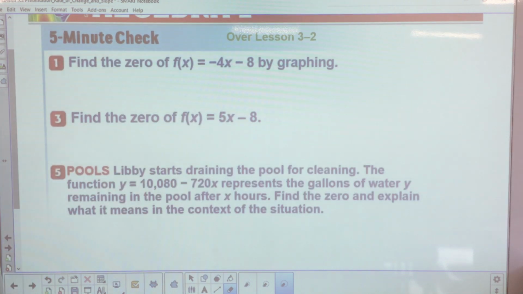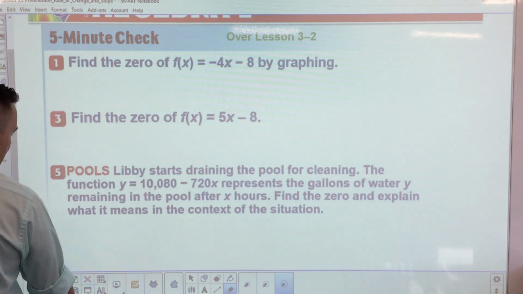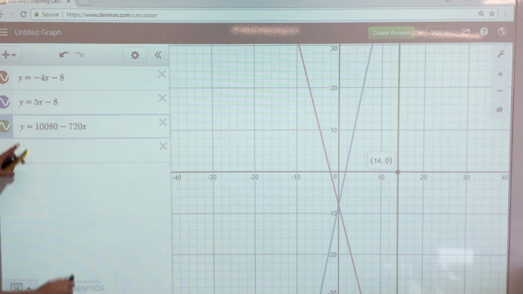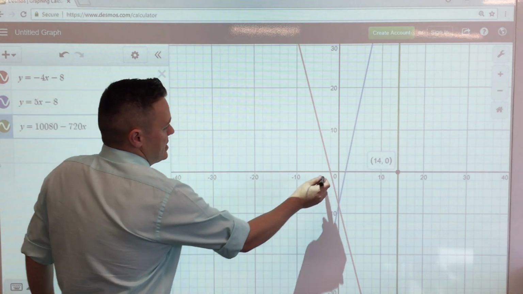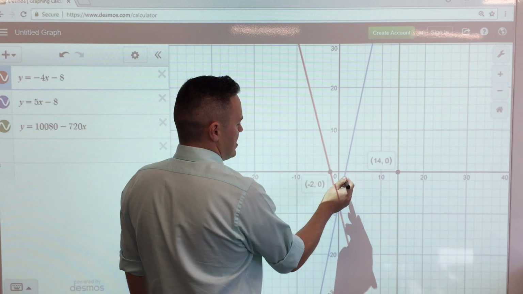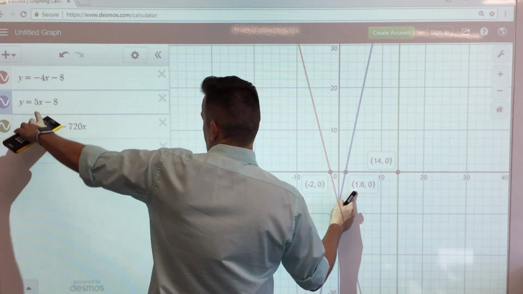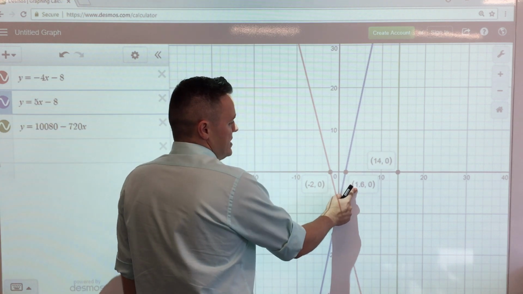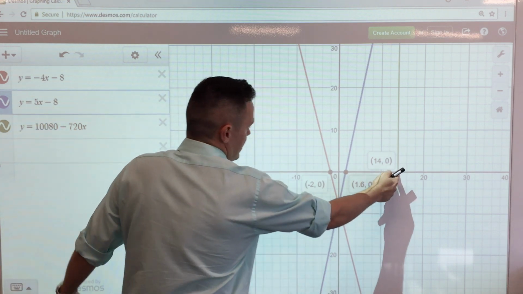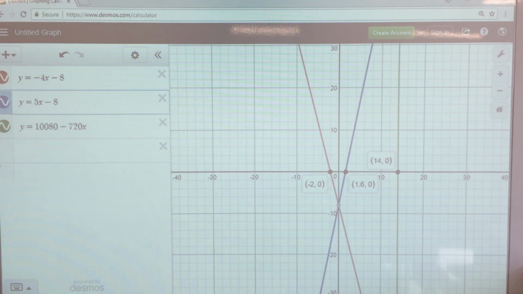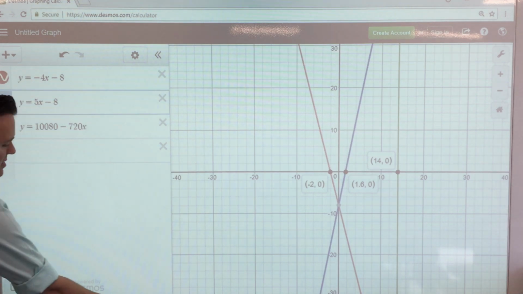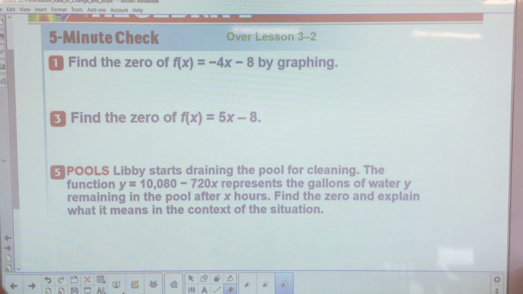First and foremost, to start off, is the bell work. In relation to the bell work, I did graph this already. The red graph is going to represent your first equation. Our y-intercept is -2. Our second equation is going to be 1.6. And our final equation, the x-intercept is 14. So what that means on this is that it takes 14 hours for your pool to drain.